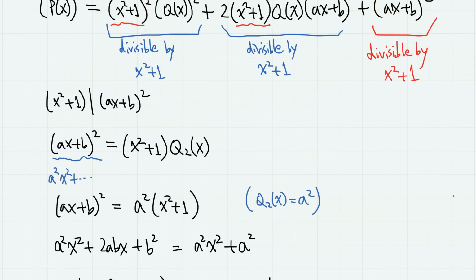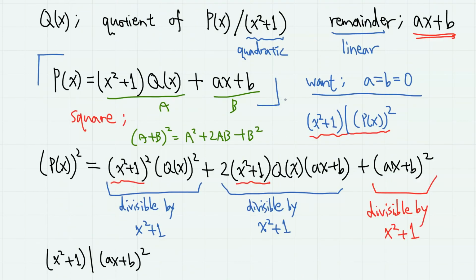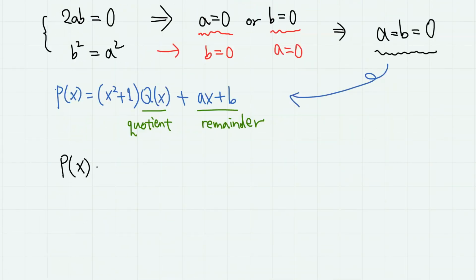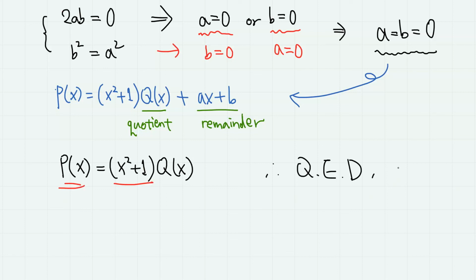This means that from our first equation here, we have p(x) equals x squared plus 1 times q(x). Therefore, x squared plus 1 divides p(x), and hence the proof is complete.